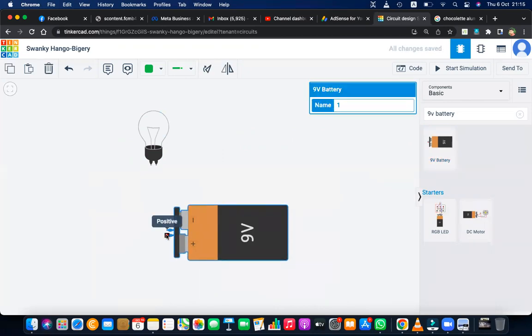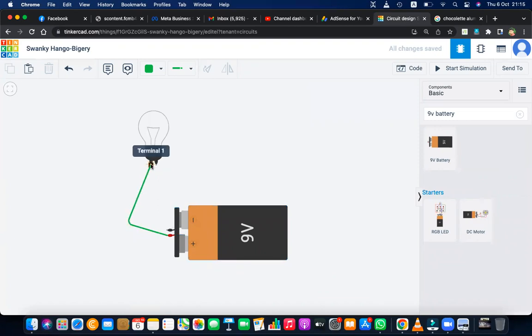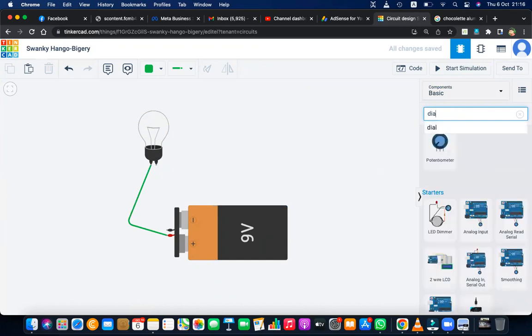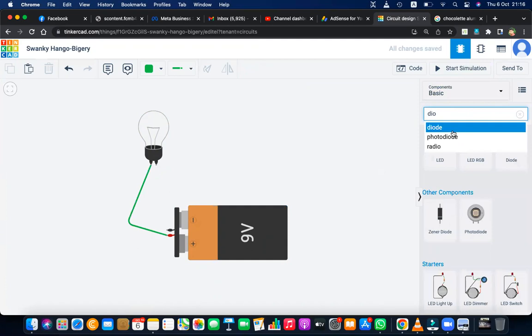Let's connect this battery and the bulb. Terminal 1, terminal 2. You can see the bulb is lighting up anyway. So let's break the circuit using a diode. You can use a light emitting diode or a non-light emitting diode. This is a diode here. Connecting this side to cathode and this side to anode. Let's see what will happen.